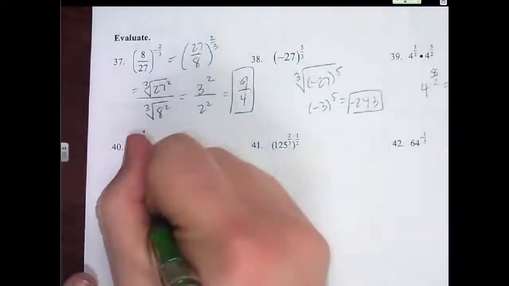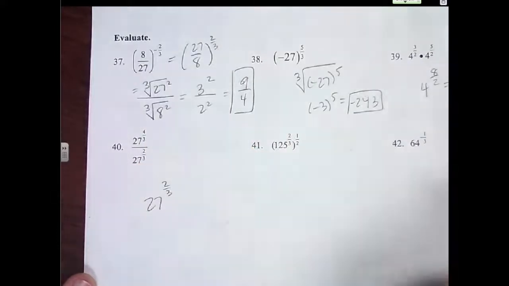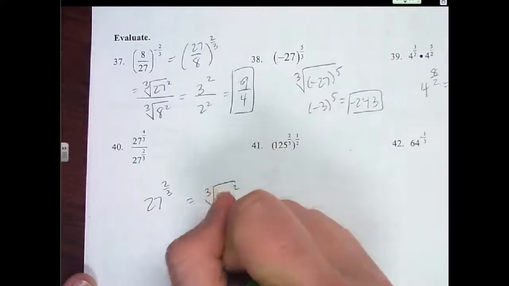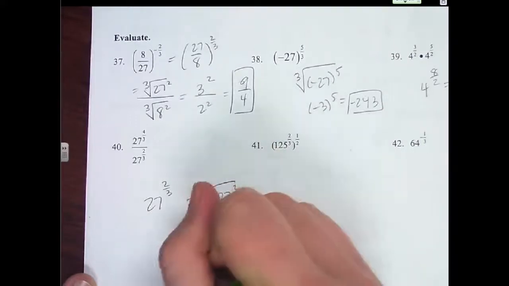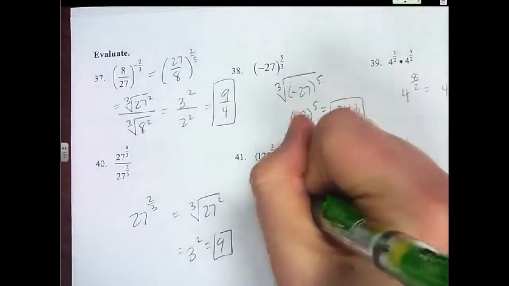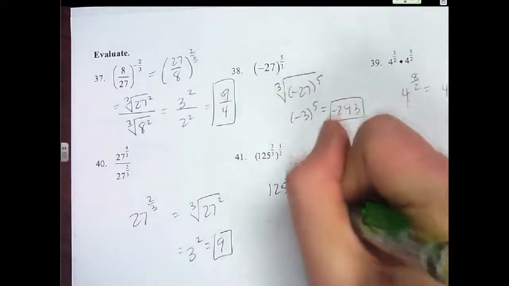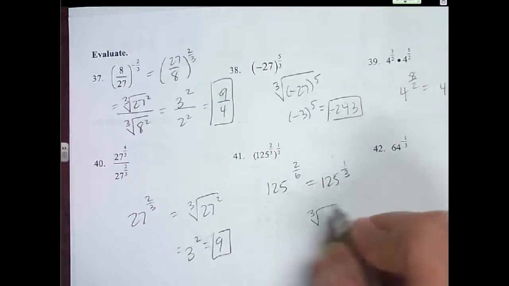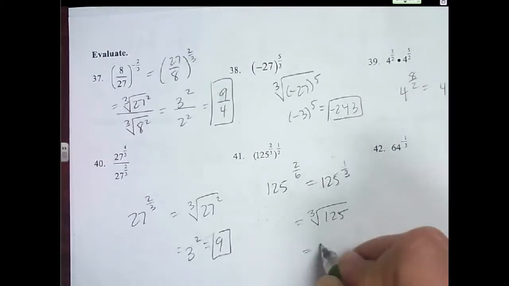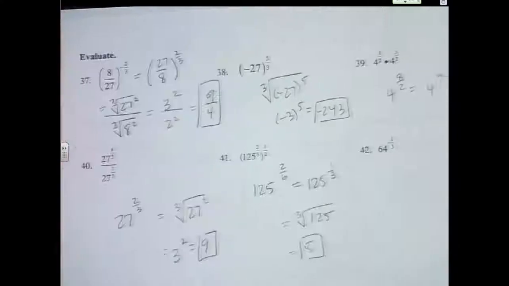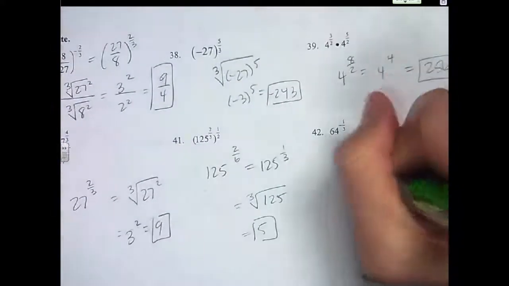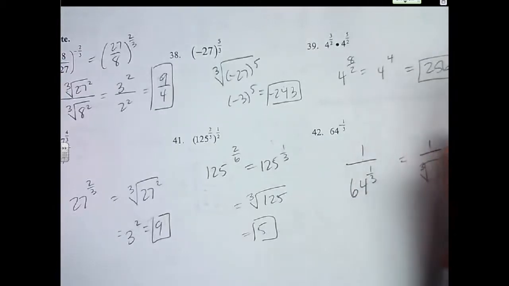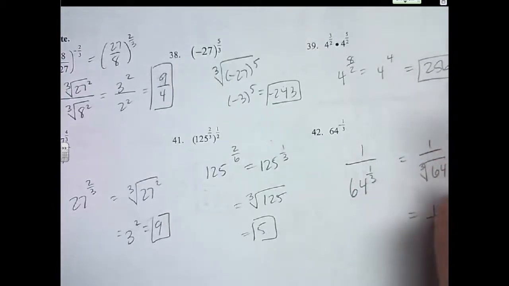40 subtract, and then rewrite. So cube root of 27 squared, which is 3 squared, which is 9. On this one, let's multiply that first. So 2 over 6, which is 1/3, and that's going to be cube root of 125, which is 5. And last one, it's negative, so let's make it positive first, which is going to be 1 over the cube root of 64, which is 1 over 4.